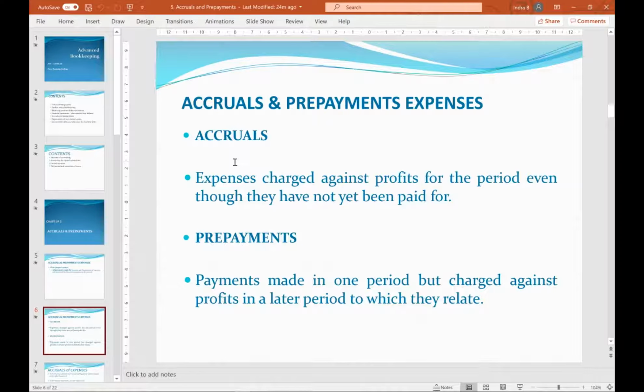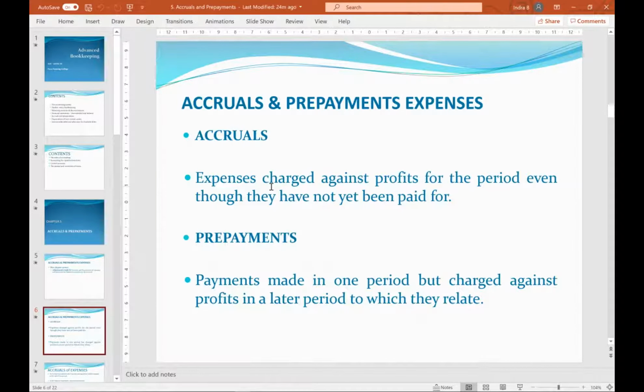So for that, we do an adjustment. We find an approximate amount, because every month we pay a bill. For example, if it is electricity or telephone, every month we may be paying some bill. So on the basis of previous expenses, we can estimate for this month. And on 31st December, we have to put those accrued expenses or due expenses in the account.